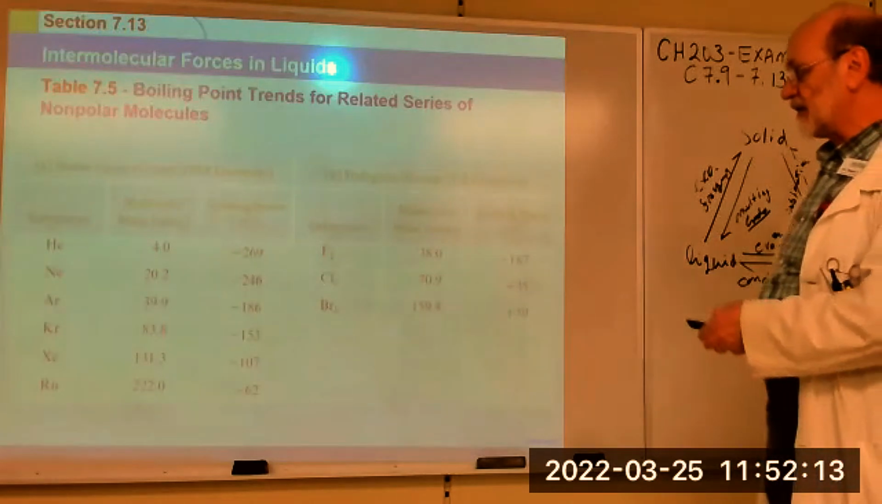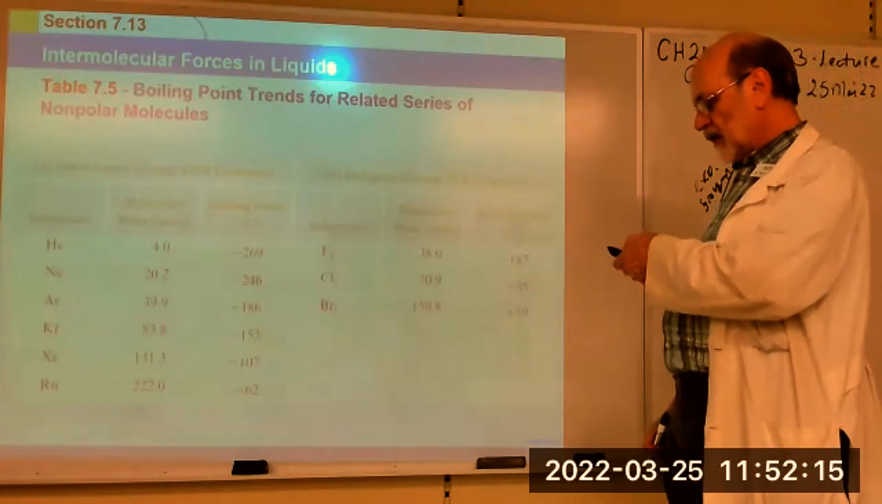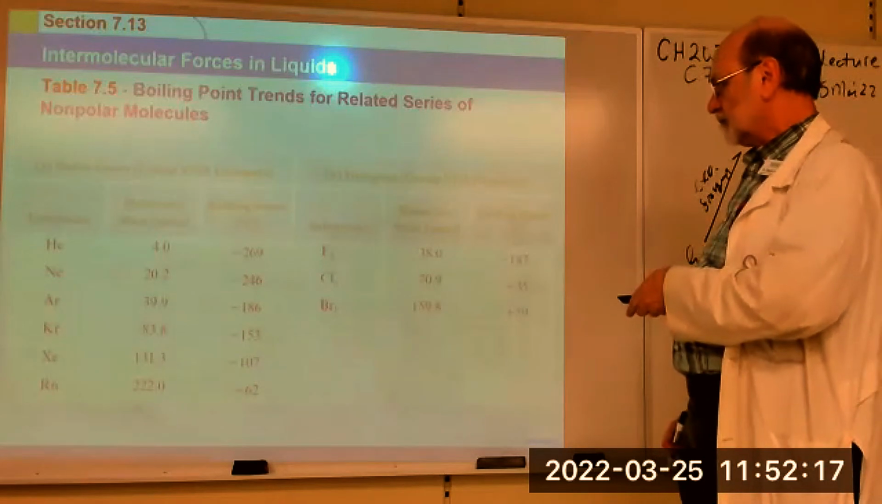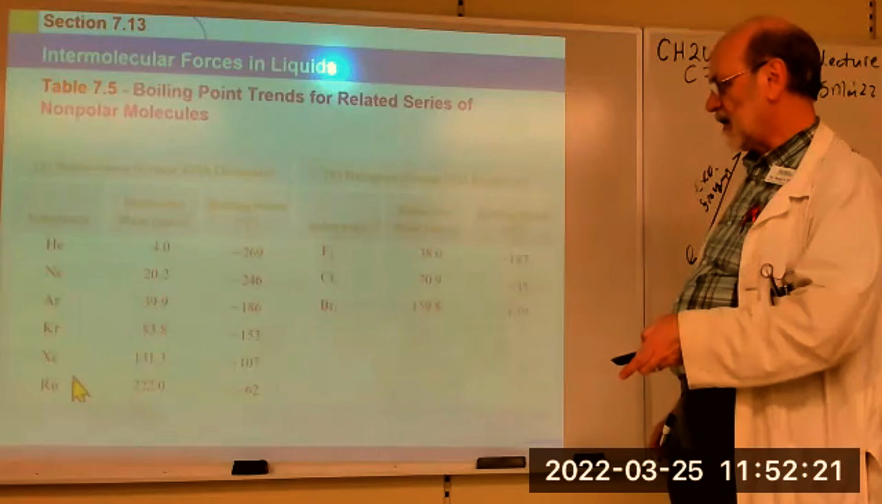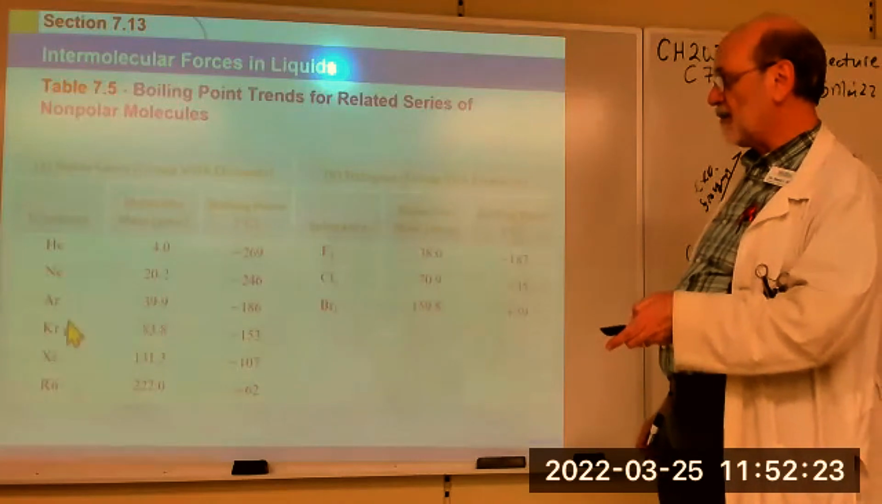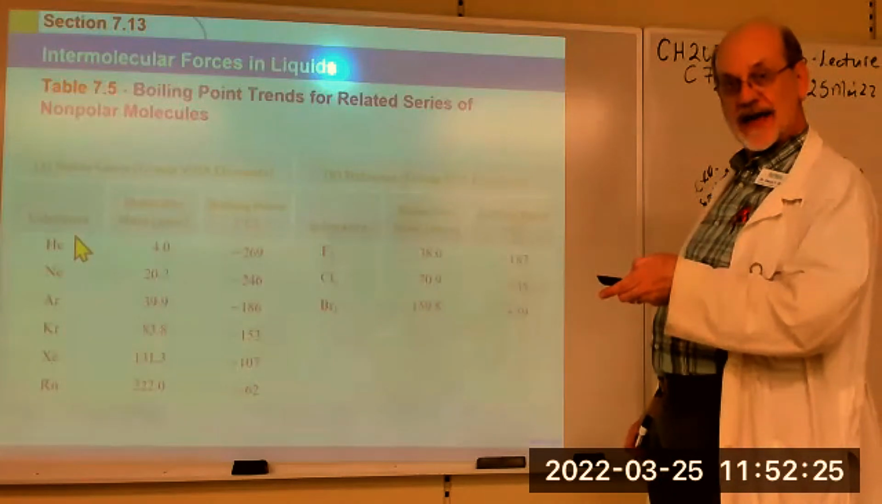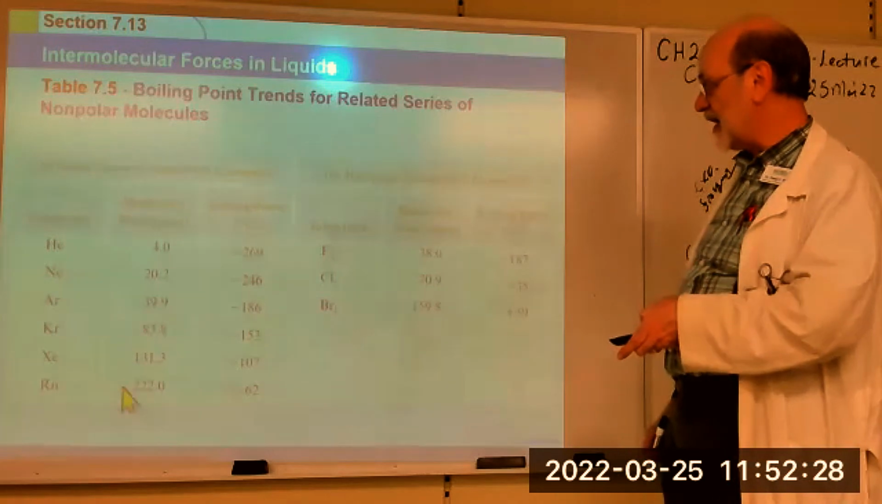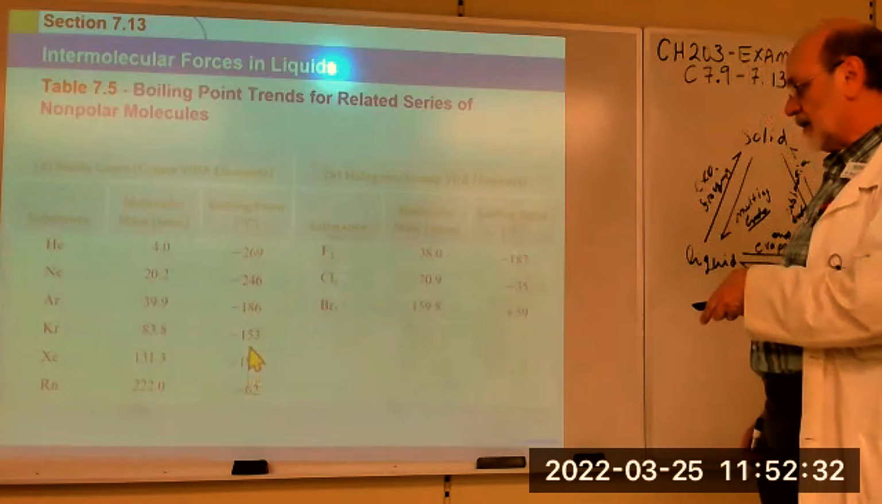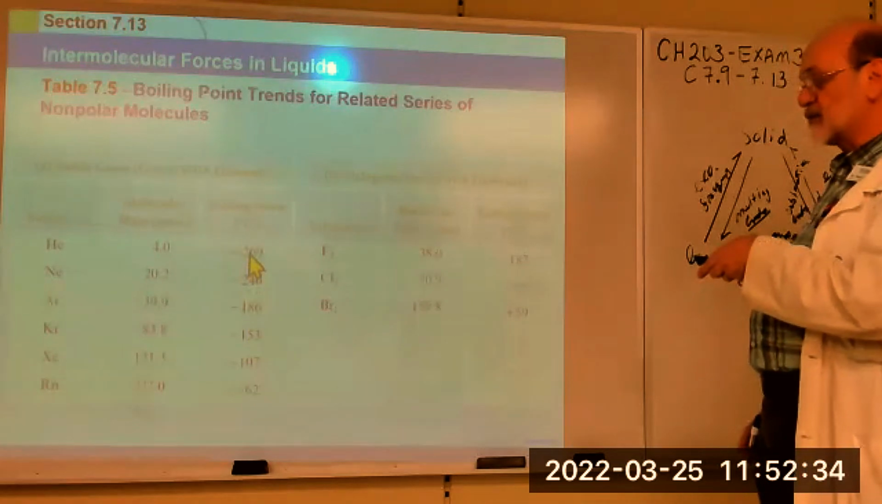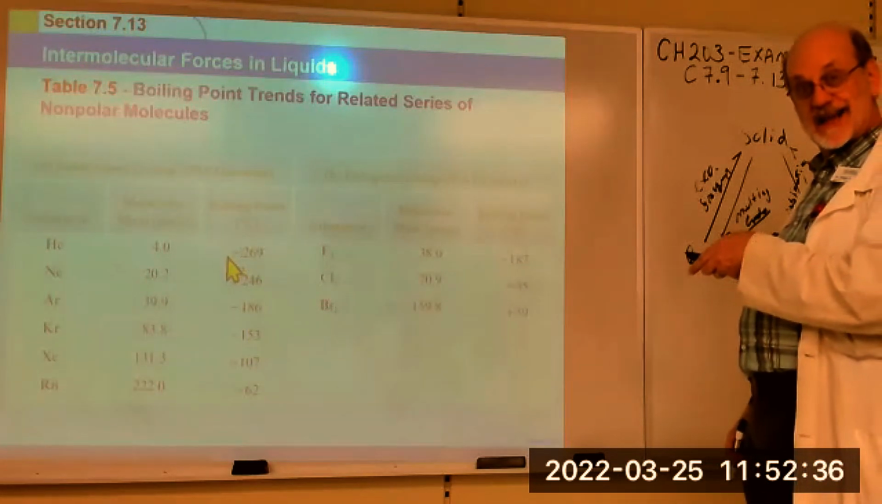Oh, and here we illustrate that. So if we look at the molar mass for radon, xenon, krypton, this is going up the period of noble gases. We find that the boiling point decreases as you go up. That's because the London dispersion forces become less and less and less.